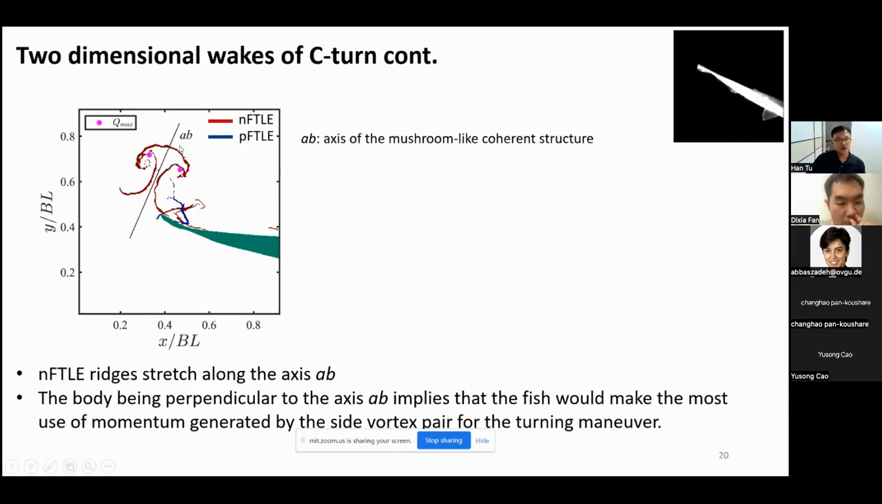And if we draw the axis AB of this mushroom structure, we can see the line AB is approximately perpendicular to the fish body. So I think the body being perpendicular to the side jet implies that the fish would make the most use of momentum generated by the side vortex pair for the turning maneuver. So I think this figure is a direct presentation of the strategy of fish learned from natural selection, or evolution.